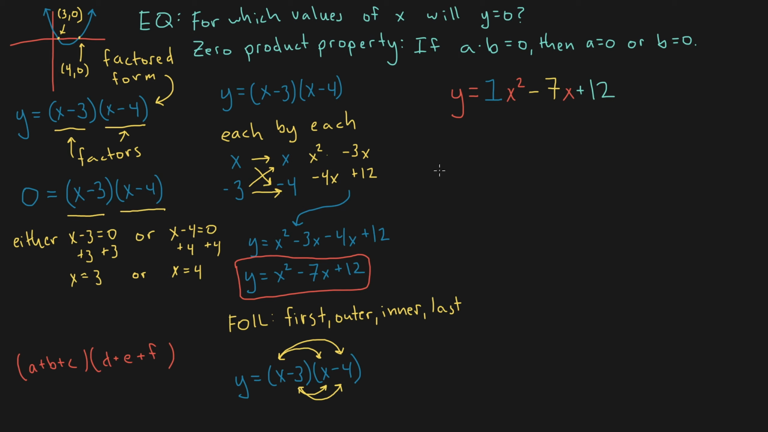Plus 12. Now I want to keep track of these coefficients. The coefficients are these numbers here. I want to keep track of them, and I'm going to give them letter names. So the first is going to be A. The 1 is going to be A, and the B is going to be -7. And the C is going to be 12. So the 1 is my A, the -7 is my B, and the C is my 12.